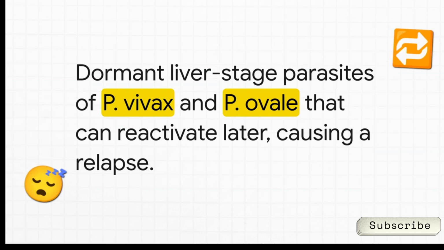Now here's a super important concept, a favorite for tricky exam questions, hypnozoites. Just think of them as sleeper agents. With P. vivax and P. ovale, some of those sporozoites that go to the liver, they don't multiply right away. Nope. They just go to sleep. They can stay dormant for months, even years, and then, out of nowhere, they wake up and start a whole new infection. This is what we call a relapse, and remember, it's unique to vivax and ovale.